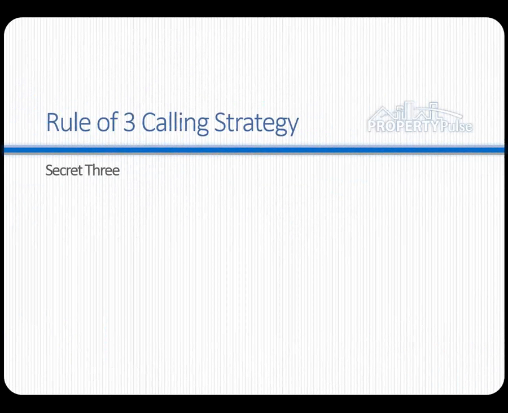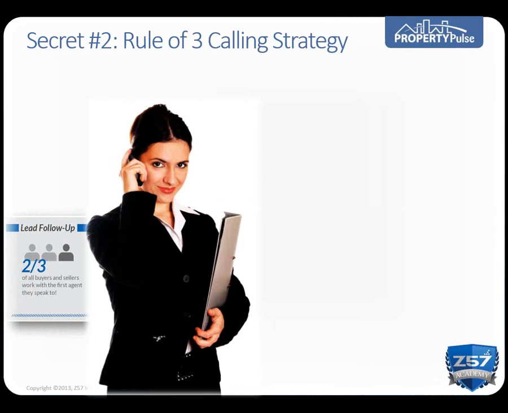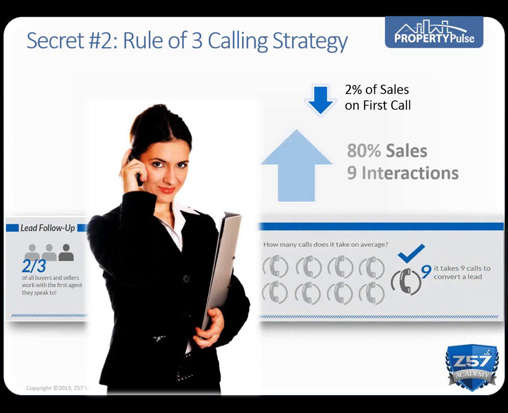So our third secret. Calling the leads is the most important step to converting the lead into a conversation. 2/3 of home buyers and sellers will work with the agent they first speak with, but only 2% of sales occur on that first call. So how many calls does it take on average to convert a lead into a sale? 9 calls. 80% of sales occur after that 9th interaction.